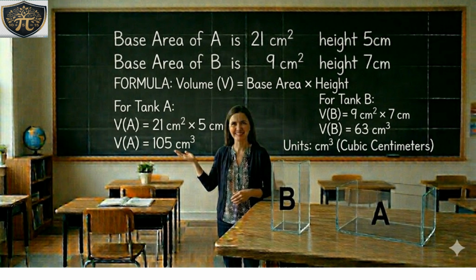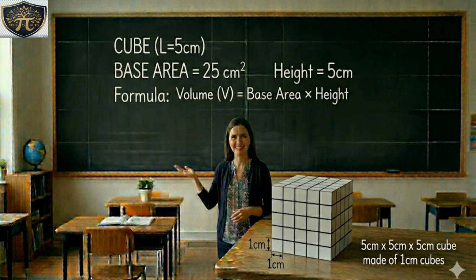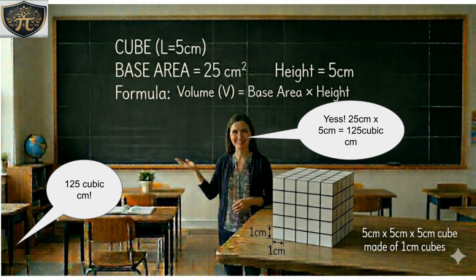Consider this large cube with a side length of 5 centimeters. The base area is 25 square centimeters and the height is 5 centimeters. Use the formula, volume equals base area times height, to find the volume of this big cube. This big cube is made up of smaller 1 centimeter cubes. Find the volume of this big cube. Yes, the volume is 25 square centimeters multiplied by 5 centimeters, which equals 125 cubic centimeters.